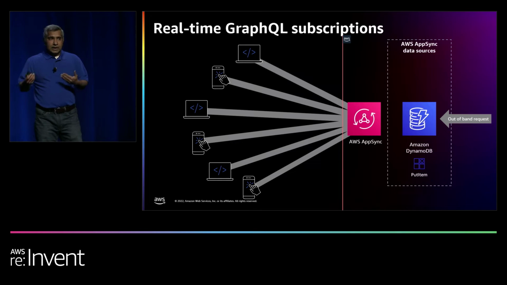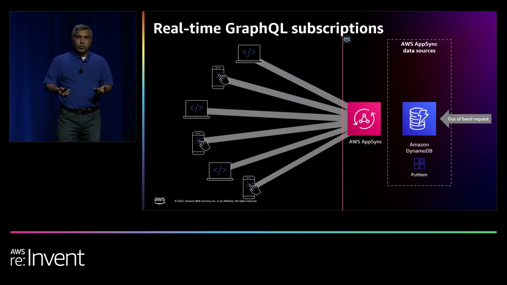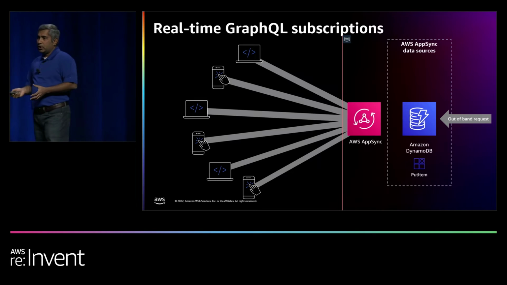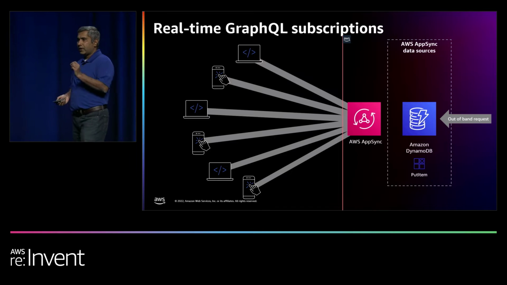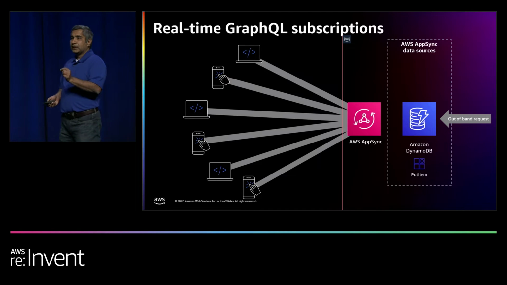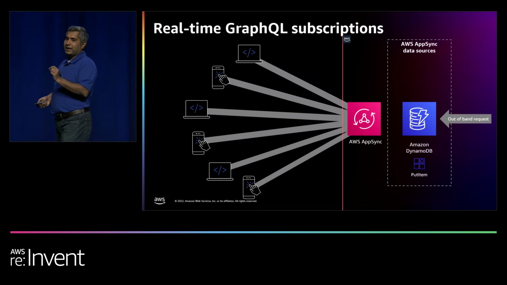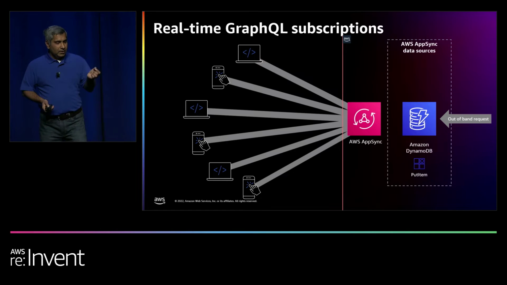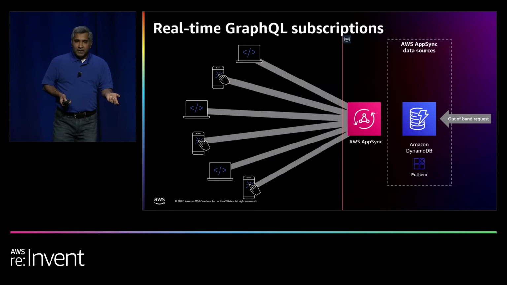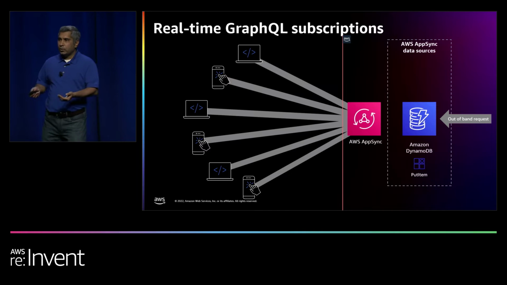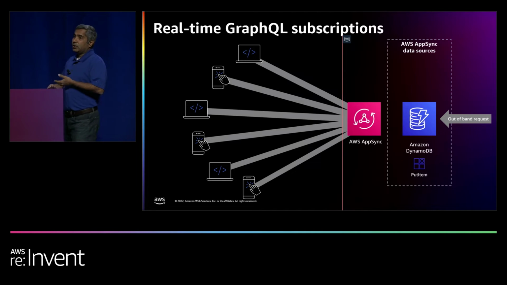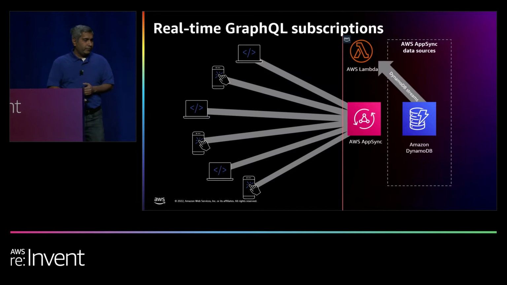Let's take another example. What if there is another process or an out-of-band request which is updating the DynamoDB table? In the last 2 examples, you saw a mutation is required for AppSync to recognize that something has changed in the database so that it can deliver the data to the clients. But in this case, AppSync is not aware of the mutation, but still you have a requirement for getting the data to the clients. How can it be achieved?